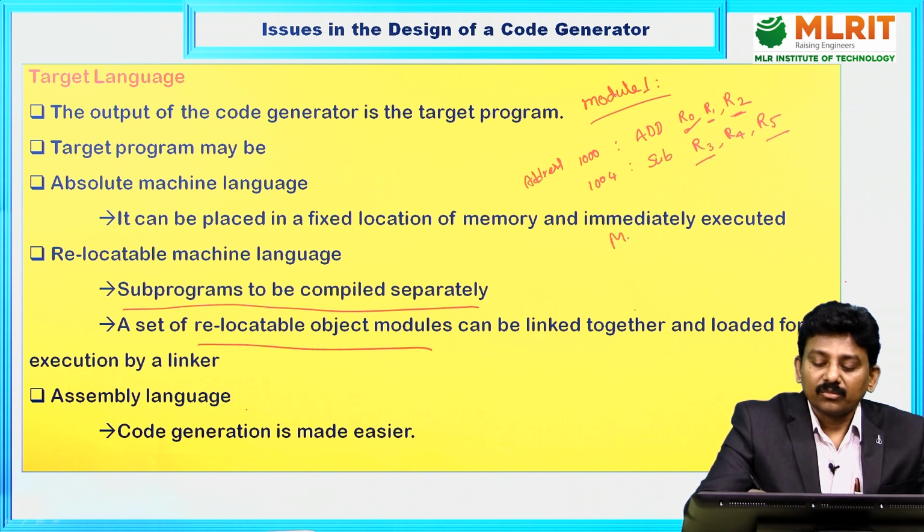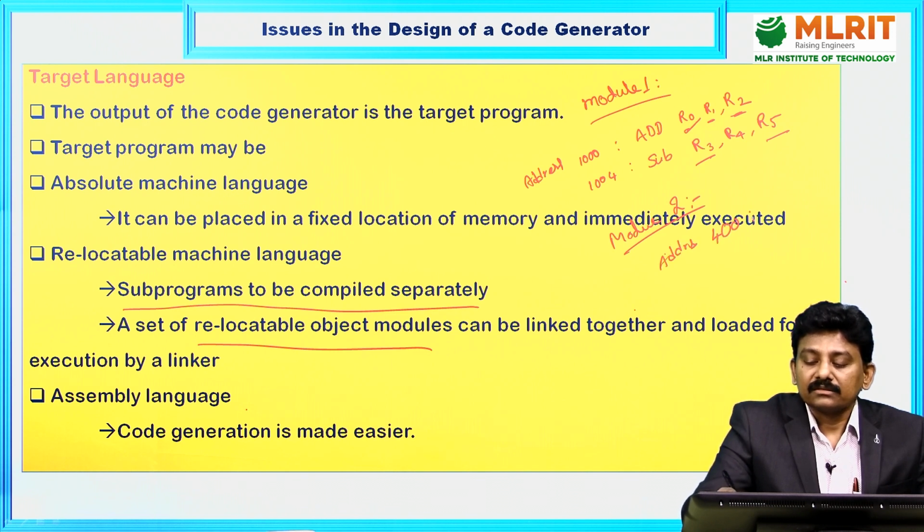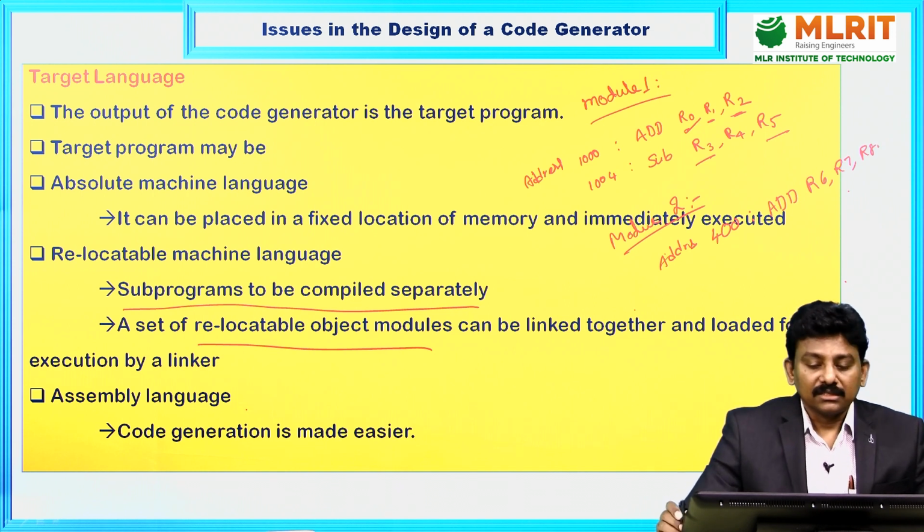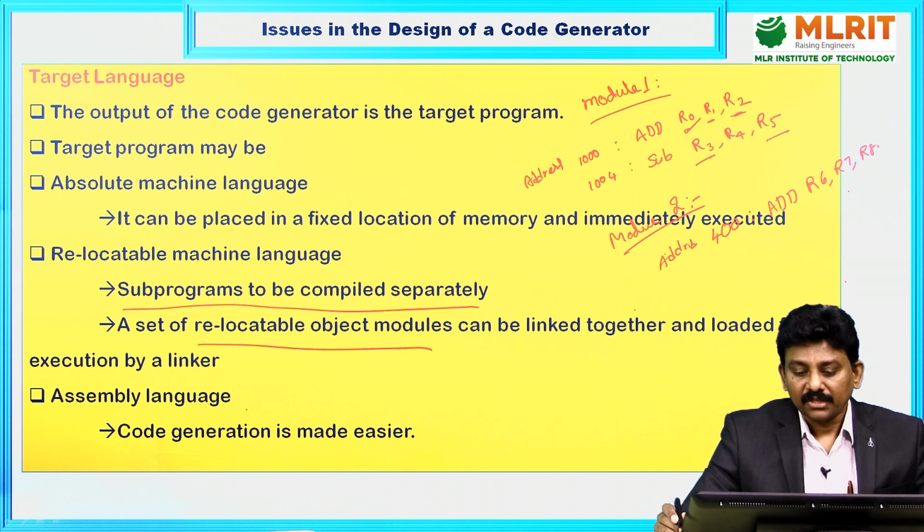And we have another module, module 2, having address 400, where we have the instruction ADD R6, R7, R8, like that. These modules are combined together by the linker and loaded. While combining these modules, the addresses are adjusted.